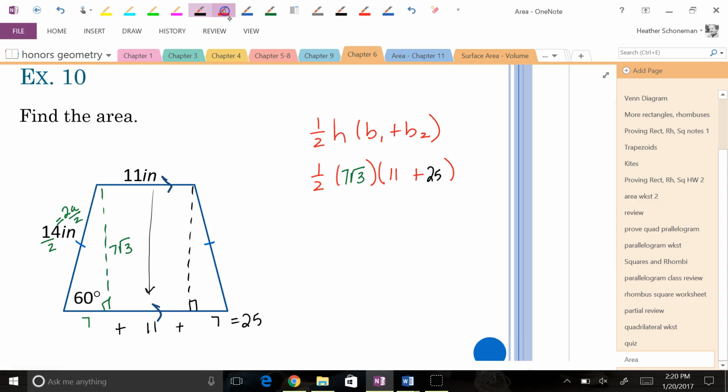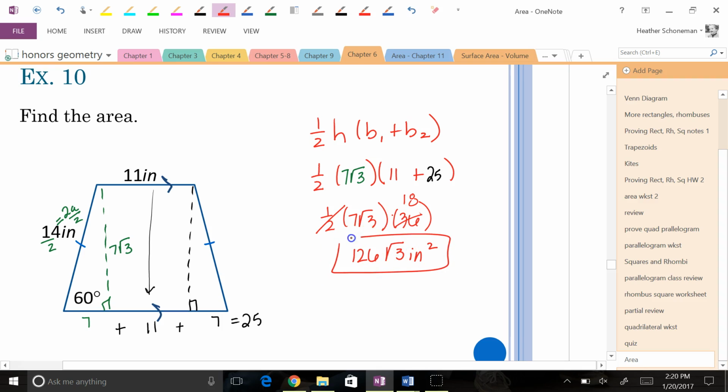All right, let's simplify this equation. So we have 1/2 times 7 square root 3 times the sum of the bases. 11 plus 25 is 36. Half of 36 is 18. And 18 times 7 gives us 126 square root 3 inches squared.